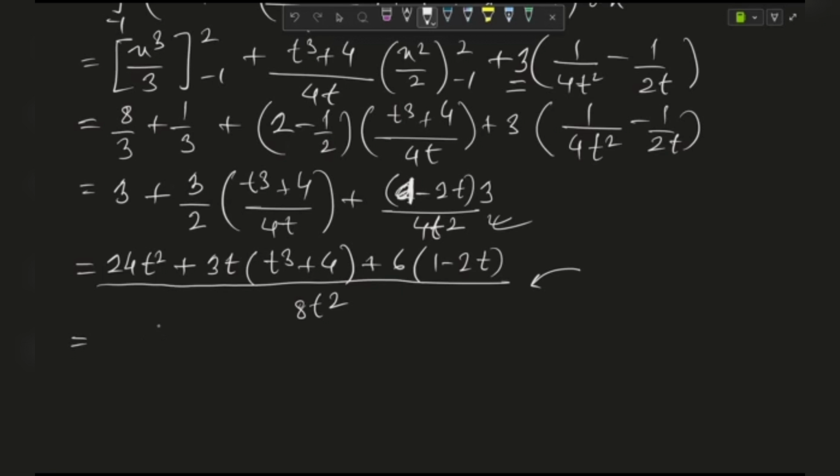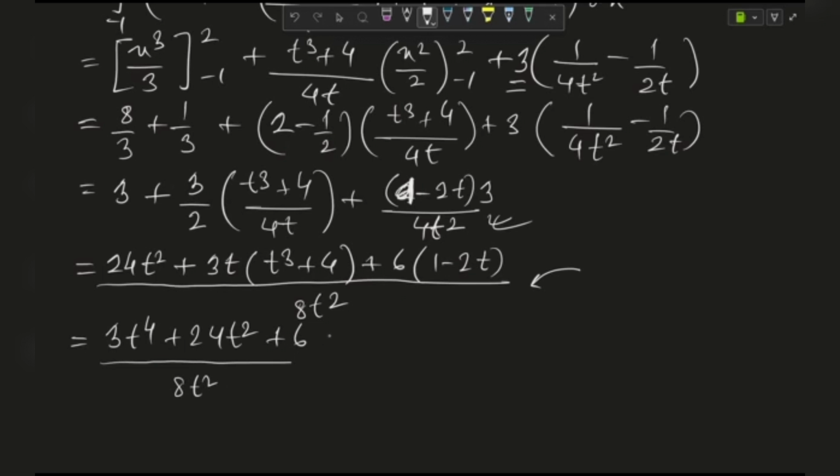So now I guess we will write out the final result. This is 3t cube, so 3t to the power 4, the highest coefficient, and this will be 24t squared, and I guess this will become 3t plus, okay, this will become plus 12t and minus 12t, they will get cancelled, and this is only plus 6 by 8t squared.